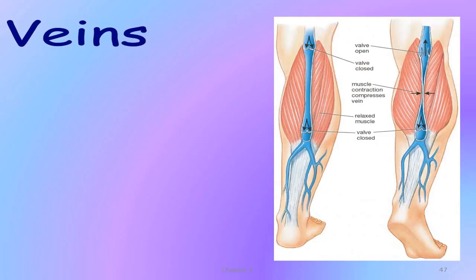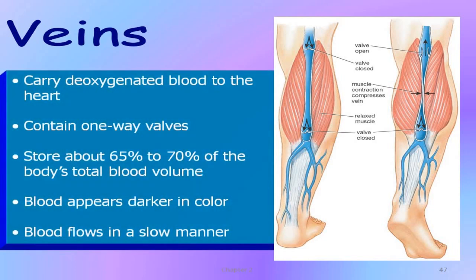Third vessels are veins. Their function is to carry deoxygenated blood back to the heart. Some of the veins have valves. Arteries are without valves, but some of the veins which carry blood, especially from the lower part of the body towards the heart, have valves.